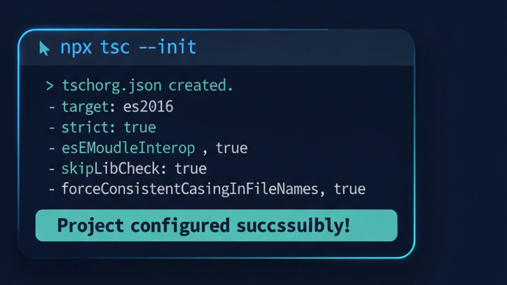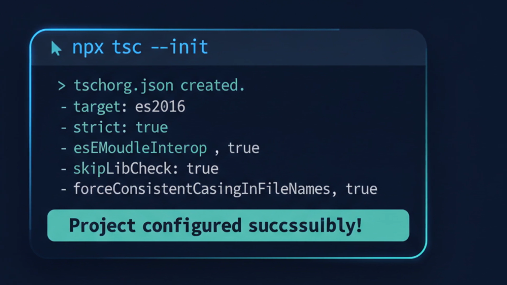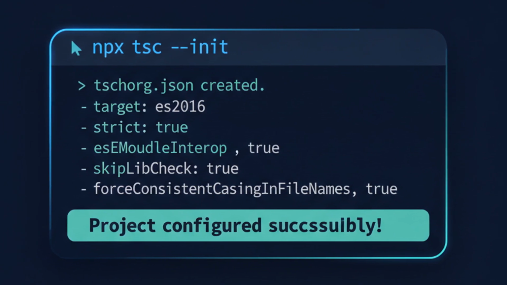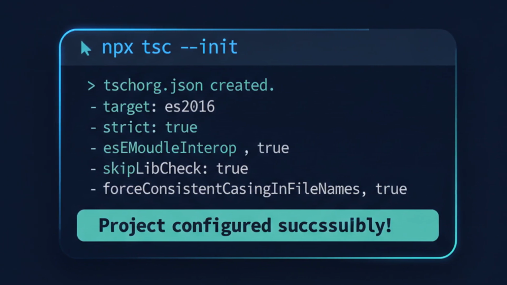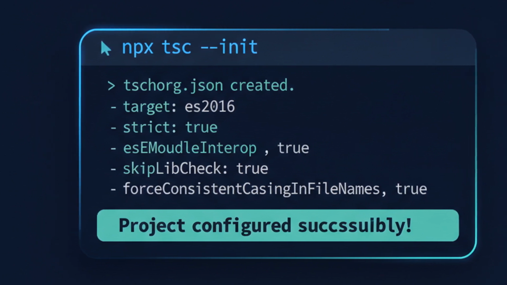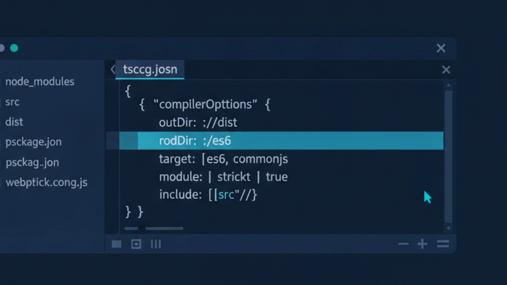Let's create one from scratch. The easiest way is to let TypeScript generate it for you. Open your terminal and run npx tsc --init. This creates a tsconfig.json with sensible defaults and tons of commented out options you can turn on later. Notice it doesn't install anything globally. npx grabs the TypeScript compiler on demand. Here's the file it generates.